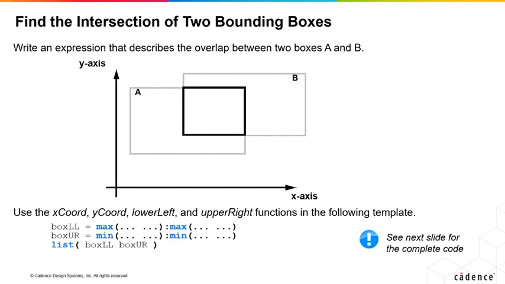So we look at A and B's lower left corner, get the coordinates for that, and this time grab the maximum one, or the larger one. And similarly for the upper right corner, we're going to do the same thing. We're going to grab A and B, look at their upper right corners and grab the minimum values there, and that would be the upper right corner of our resulting intersection box.